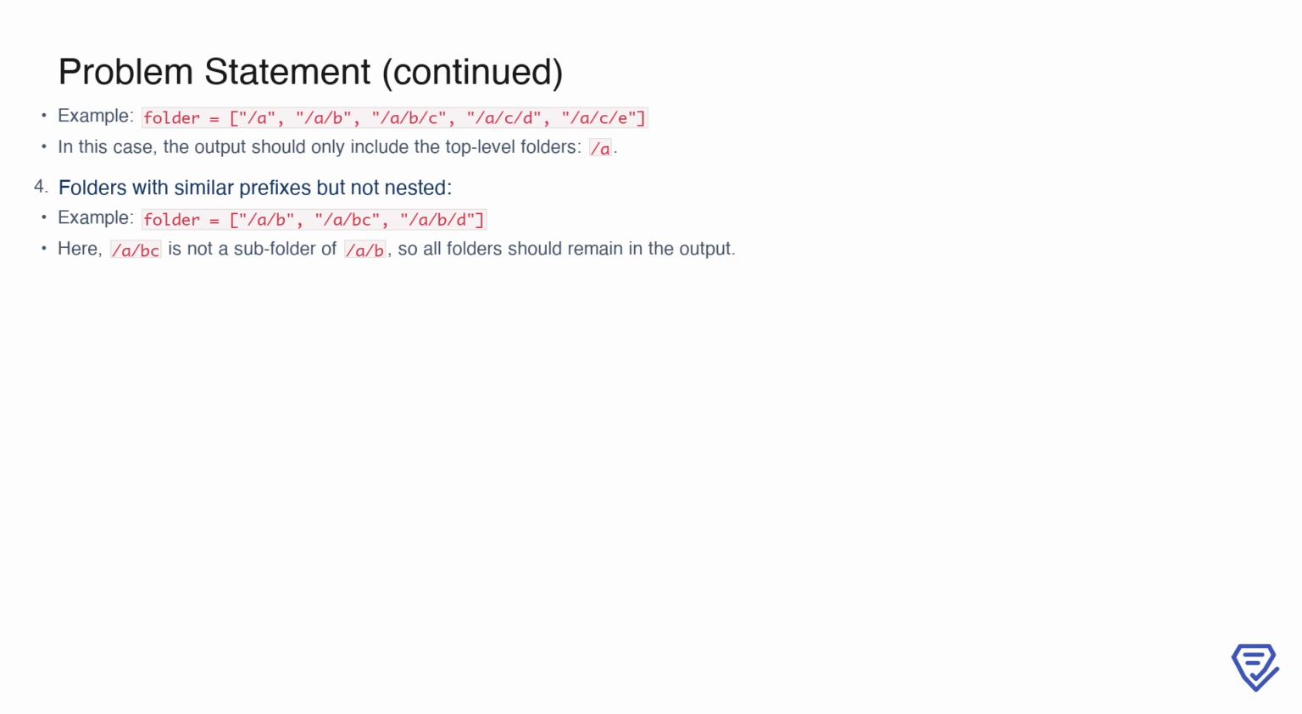Another case is when no folders are subfolders of one another, like /A//B/C, where all folders remain. Highly nested paths, such as /A//B, /A//B/C, /AC/D, /AC/E, should result in only the top-level folder /I. Lastly, folders with similar prefixes but no nesting, like /A//B, /A//BC, /A//B/D, should all remain, since they are distinct paths. These constraints and cases ensure the solution handles a wide range of inputs efficiently and accurately.